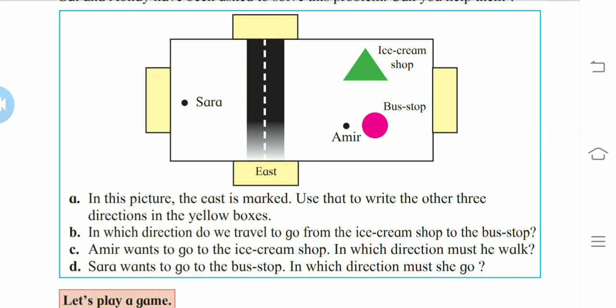In this picture, the east is marked. Use that to write the other three directions in the yellow boxes. In which direction do we travel to go from the ice cream shop to the bus stop?